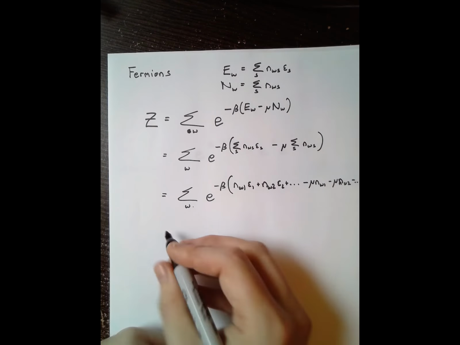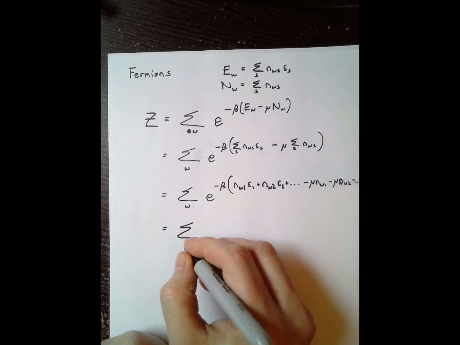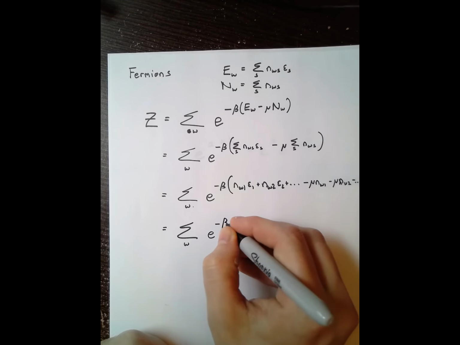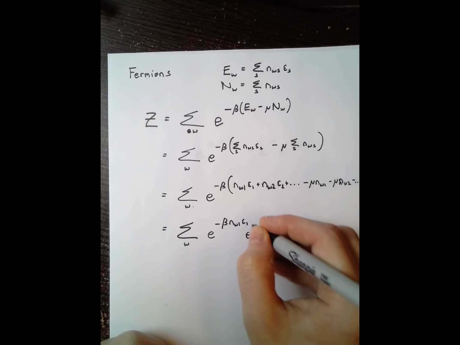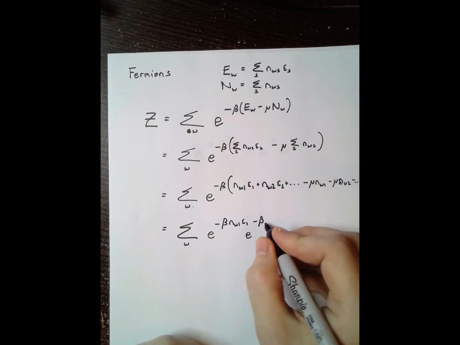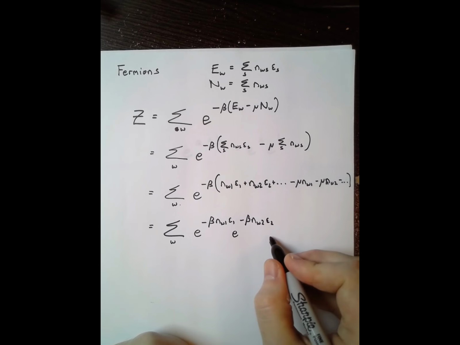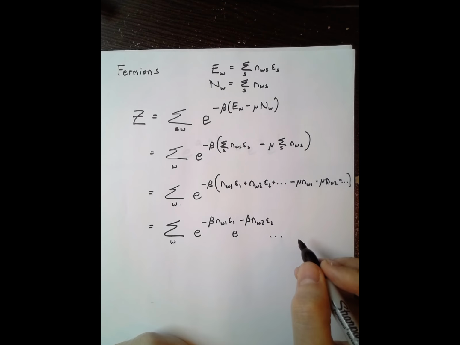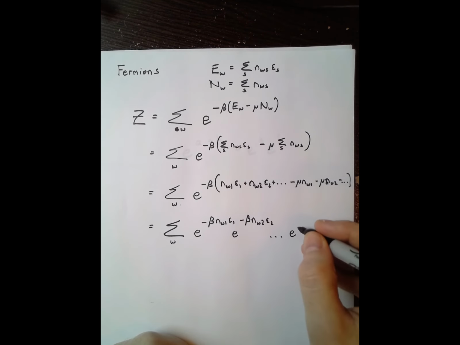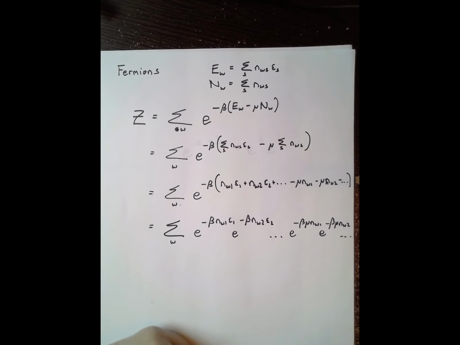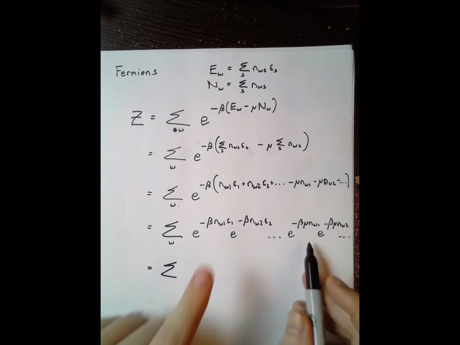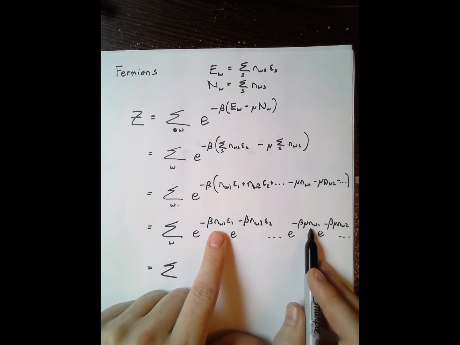Okay, so we can write this as e to the minus beta n_w1 epsilon_1, e to the minus beta n_w2 epsilon_2, and so on, times e to the minus beta mu n_w1, e to the minus beta mu n_w2, and so on. And then it will be useful to gather together the terms with the same n's in it.